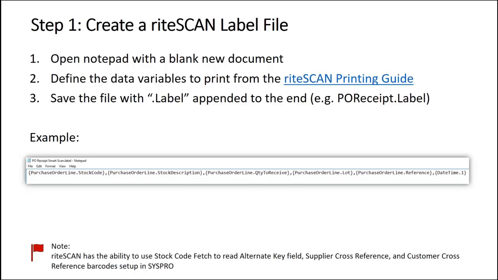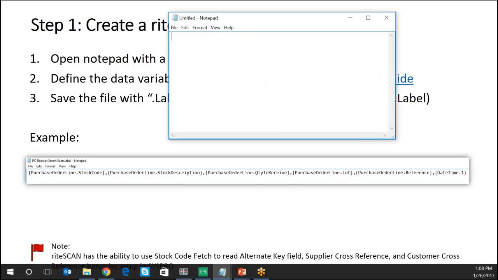So what we're going to do is actually just open a blank Notepad document here. Give me just a second and we'll open that. You'll see here I have a blank Notepad document and I've pre-set up my variables that I took from the riteSCAN printing guide. I'm just going to copy and paste those in there to show you the format.